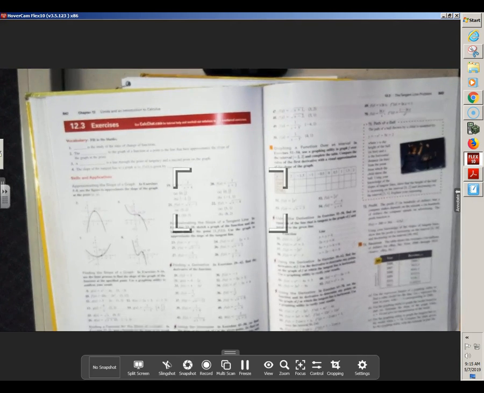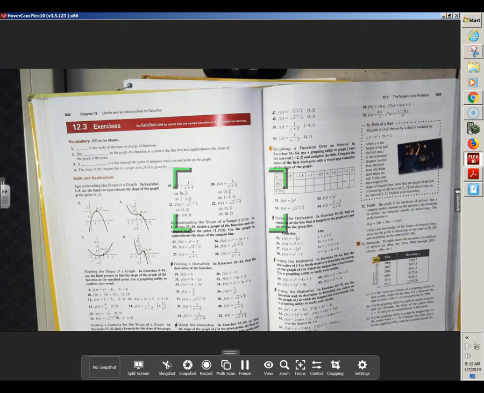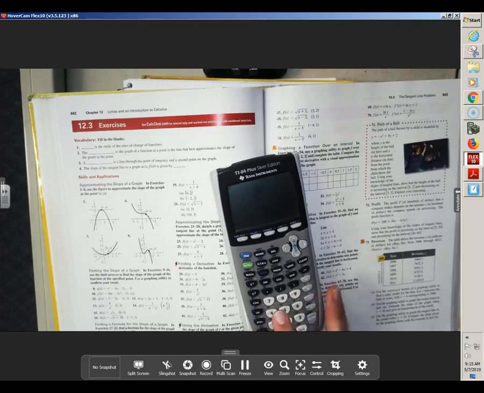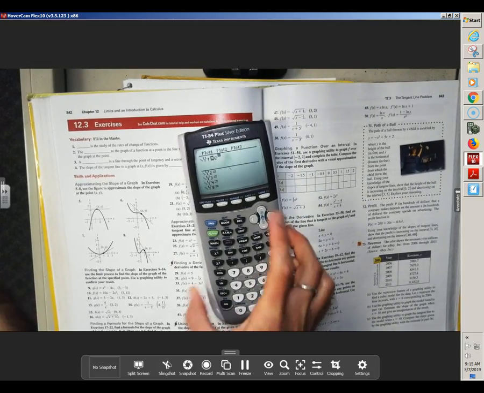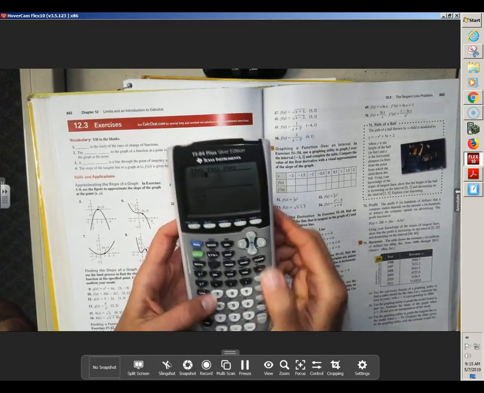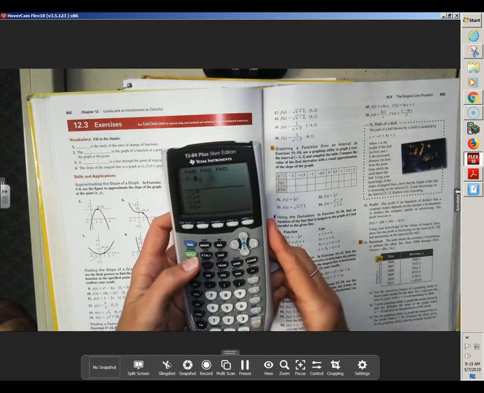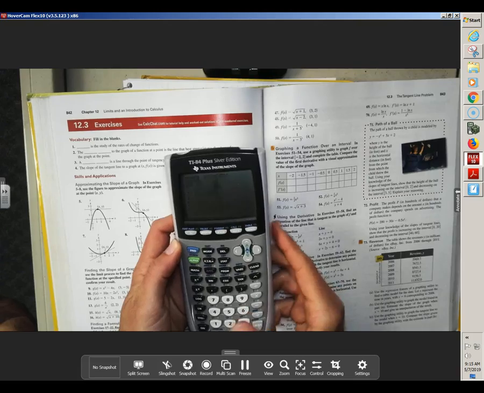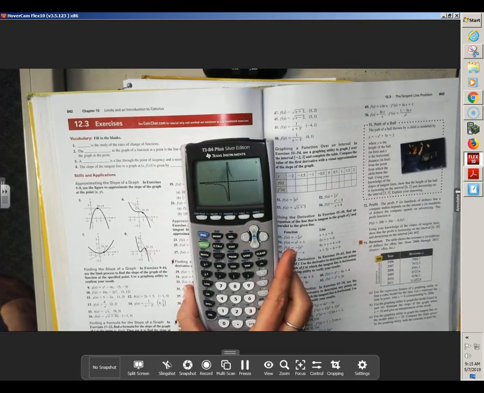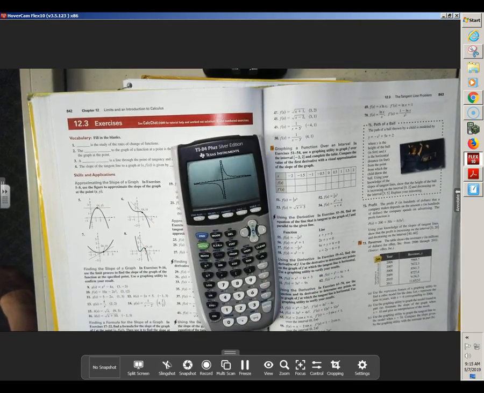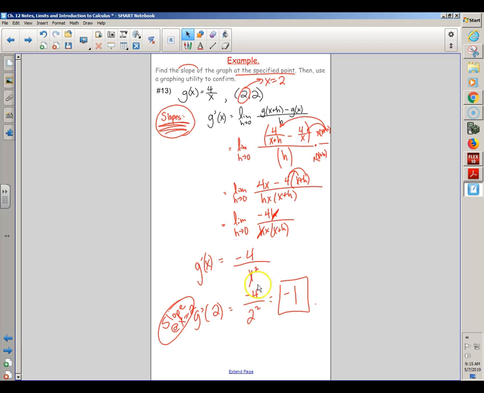Let me get my graphing calculator out. So I'm supposed to go to y1 and do my 4 over x? No, that's good. So now I'm going to get my curve, yeah? Yeah. But how do I double check? That's my curve. How do I double check that negative 1 is the slope of the graph at 2, 2?